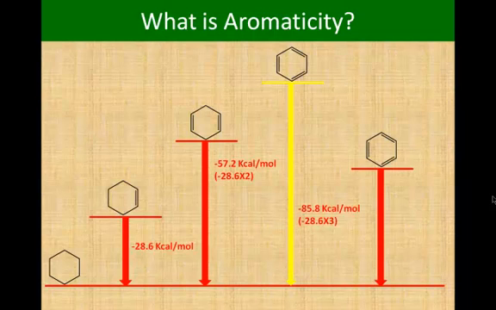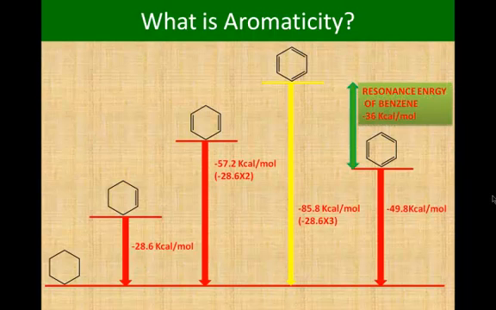What we actually observe when we reduce benzene to cyclohexane is the release of 49.8 kcals per mole, even less than the reduction of cyclohexadiene. The difference in energy between what we calculate for benzene and what we actually observe is called the resonance energy of benzene, and that is equal to 36 kcals per mole, or I should say minus 36 kcals per mole.